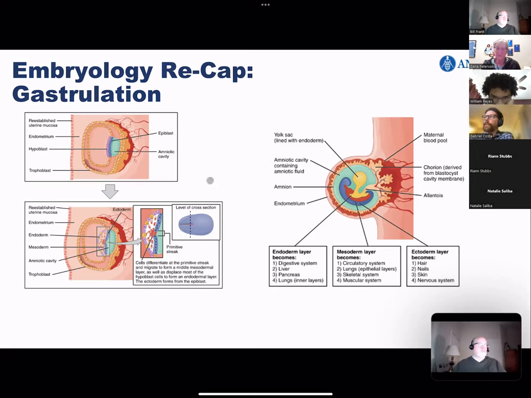These three distinct layers each go on to form the basis of distinct parts of the developing body. And if you recall from the last session, you discussed the embryology of the musculoskeletal system, which is a derivative of the mesoderm.